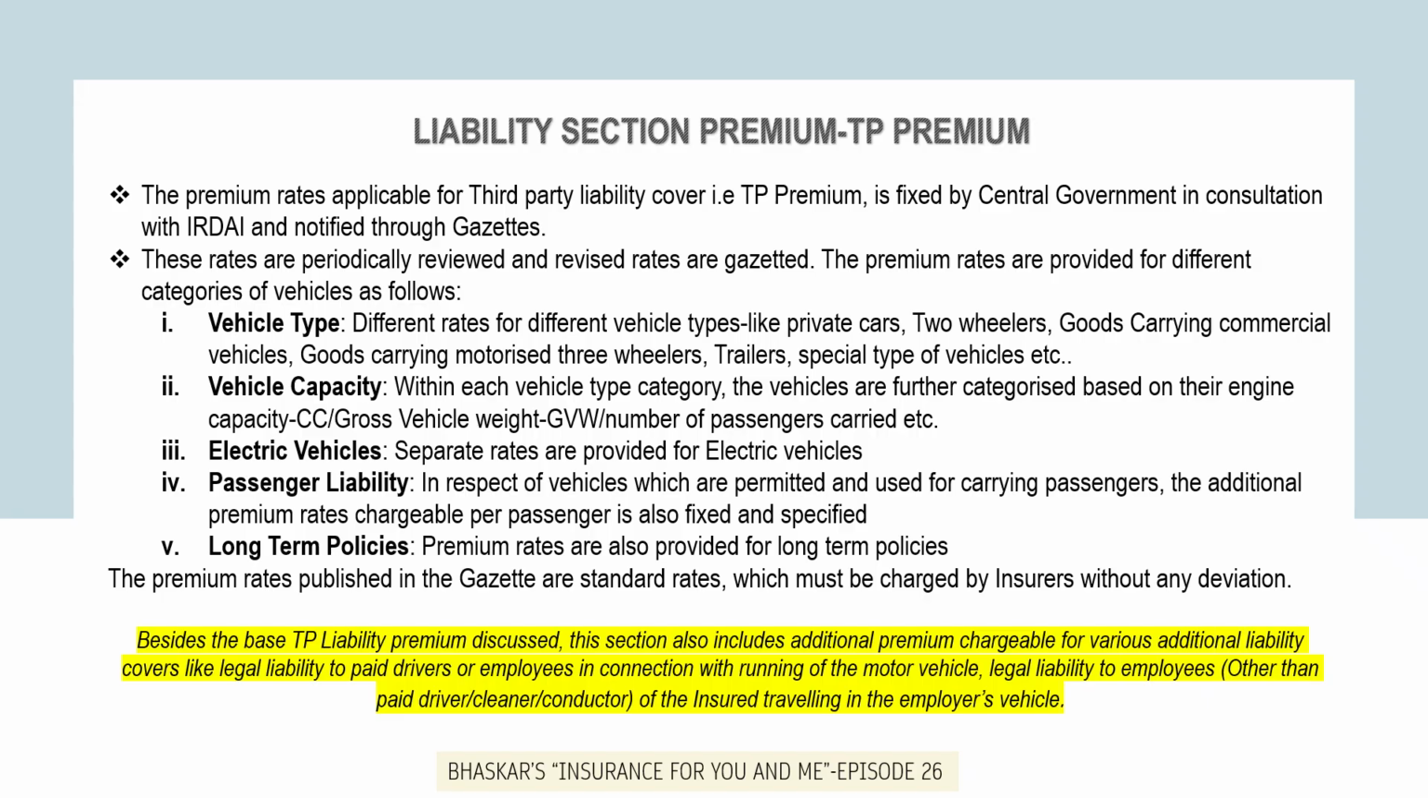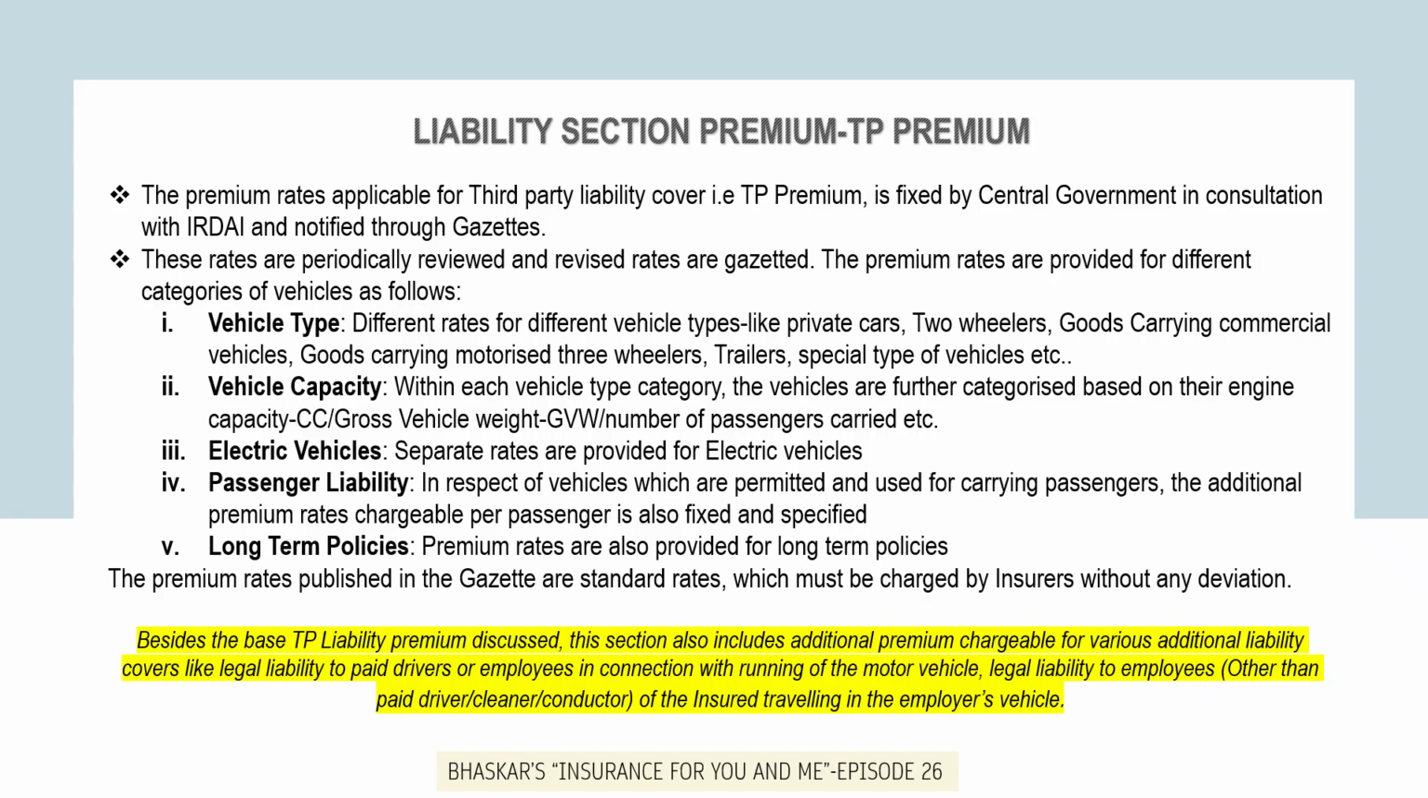Besides the base TP liability premium, as we discussed, this section also includes the additional premium chargeable for various additional liability covers, like legal liability to paid drivers or employees in connection with the running of the motor vehicle, or legal liability to employees of the insured traveling in the employer's vehicle other than, say, paid driver, cleaner, conductor, etc.